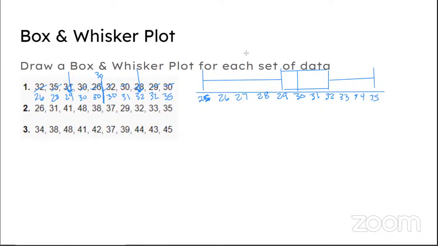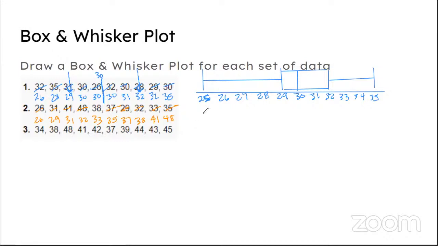What color should we use for the next one? Let's go with orange. I like orange. Okay, we have to first arrange this data in order from least to greatest. So I'm going to start with 26 and then 29 and then 31, 32, 33, 35, 37, 38, 41, and 48. So my lowest is 26, my highest is 48.